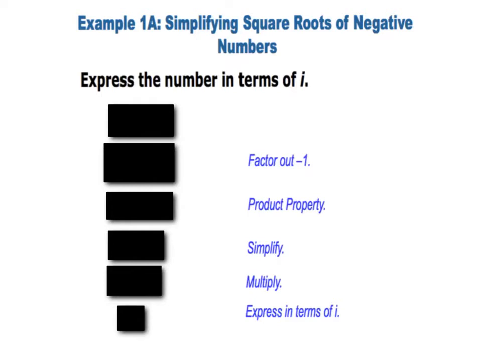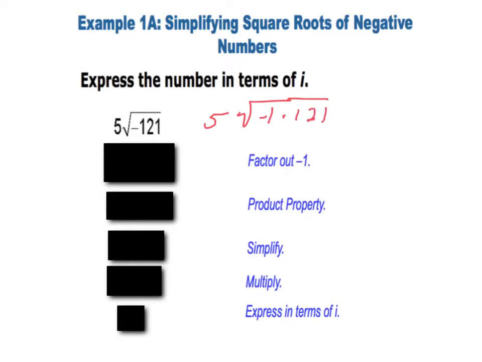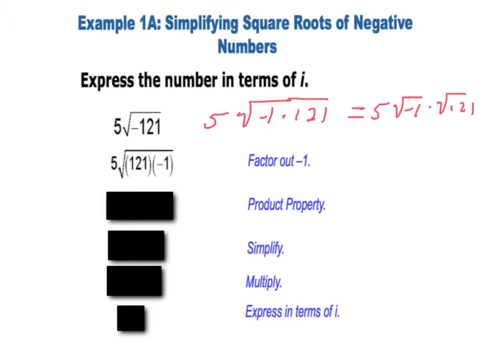Let's take a look at a problem here. I have 5 times the square root of -121. The first thing I want to do is break it up, so I have 5 times the square root of -1 times 121. Now, we're going to go an extra step, and it's going to be 5 times the square root of -1 times the square root of 121. So it's done that way, just like what we showed right here.